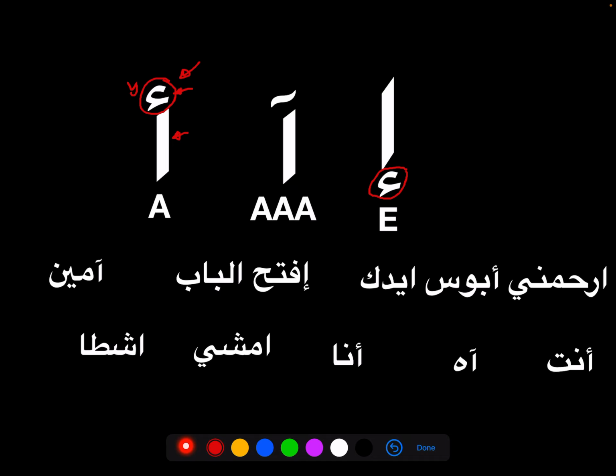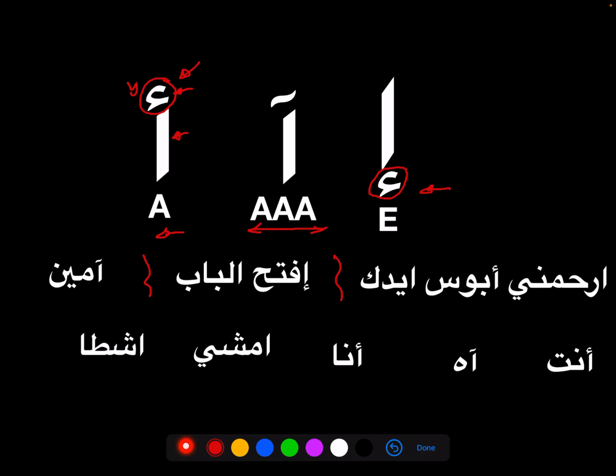I have examples for you to practice that. The one in the middle is also an A, but it's extended, like in Amin. This is called madda. Madda means extension, which means extend in Arabic. So we say it a little bit longer than the one on the left side. And on the right side, there is only one A, not more than that. I have examples for you.